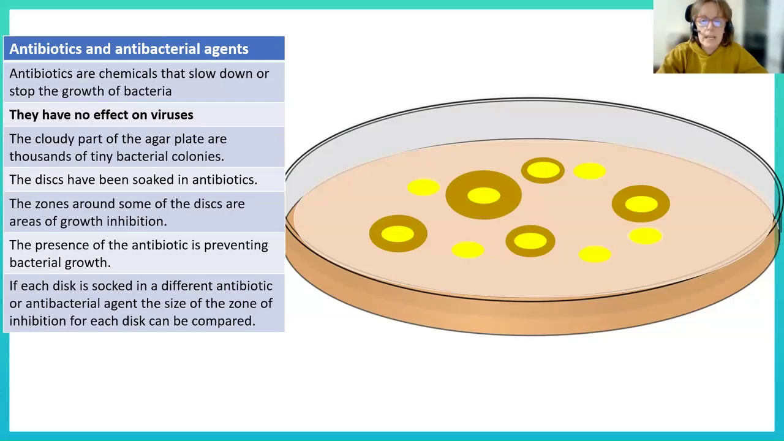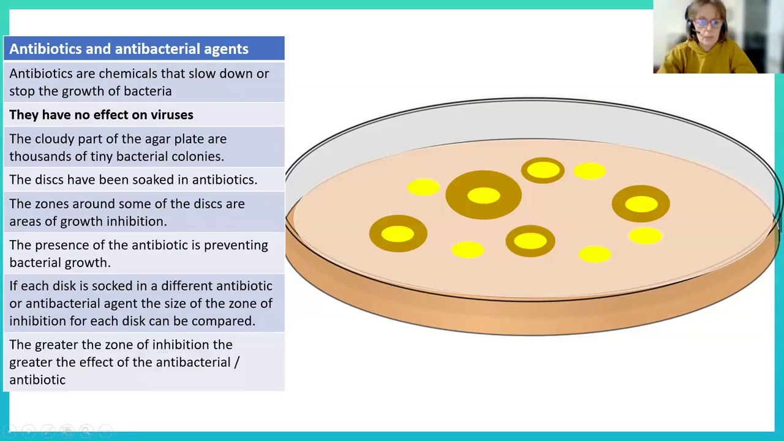So you can compare the size of the zones of inhibition. So as you can see, some of the discs don't work on this bacteria. So that bacterium is resistant to this antibiotic where there's no zones of inhibition. But it's sensitive to these where there are inhibition zones around the disc. So this one obviously works the most effectively because it's got the largest zone of inhibition. Because the greater the zone of inhibition, the greater the effect of the antibacterial compound or antibiotic.